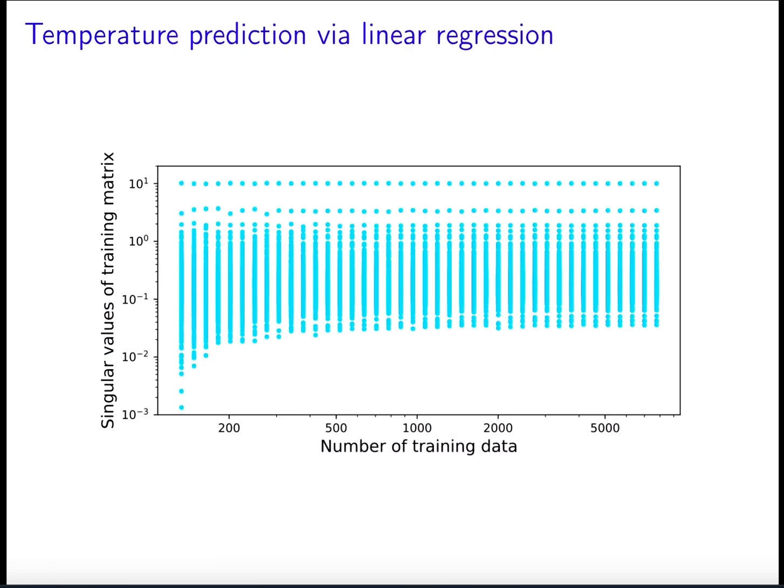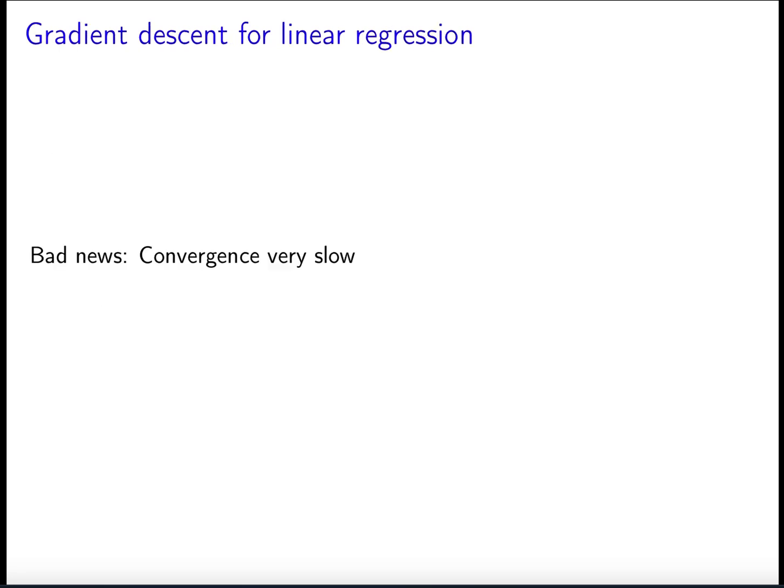For real data, so this is the temperature prediction example that we have been using, there are a lot of singular values that are small, even if you have a lot of training data. So this seems like bad news. Convergence is very, very slow because you tend to have some small singular values, because you do have correlations between the features. But maybe we should stop and think a little bit, because do we actually want this thing to converge?